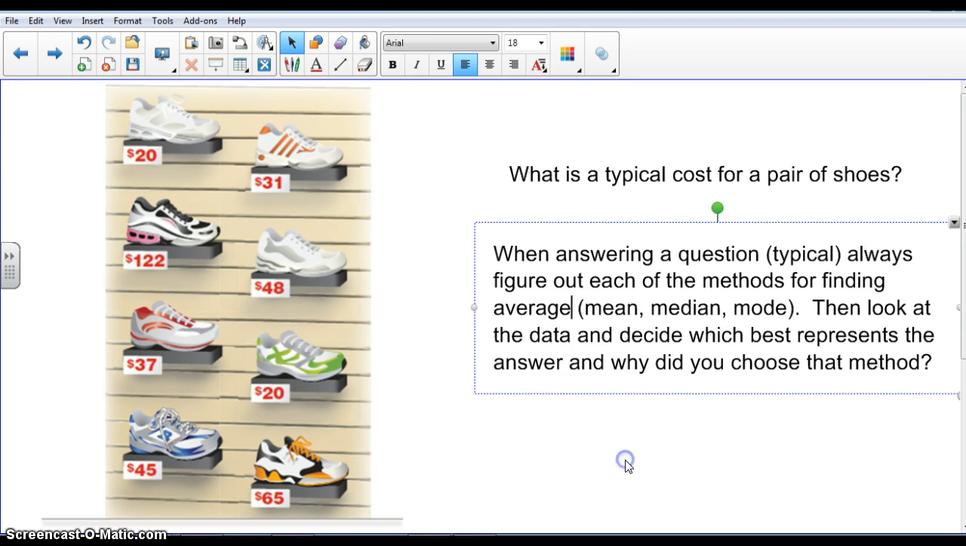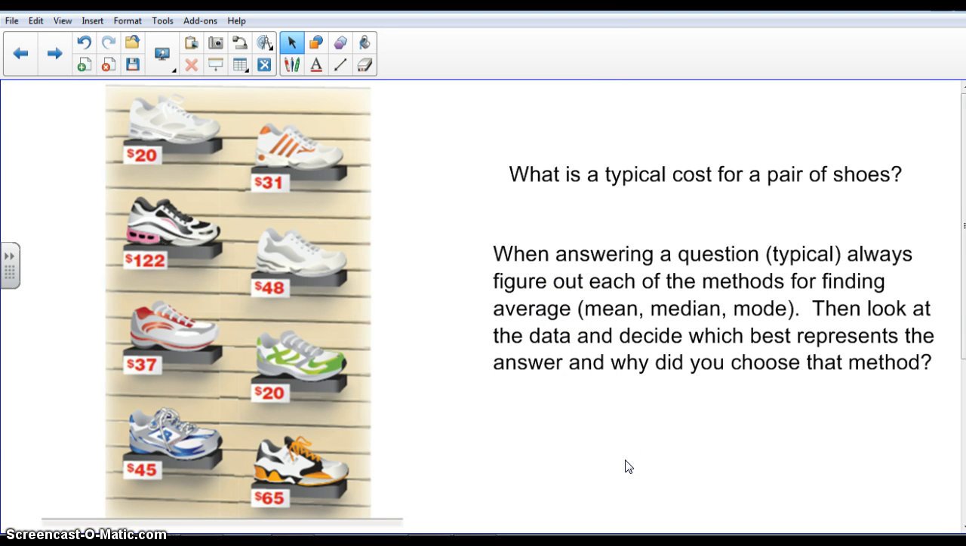To figure out the average, find the mean, median, and mode. Then look at the data and decide on your own which best represents the answer, and then figure out why you chose that method. Why does that method work in this situation? If you look back in your book, it does tell you the mean, median, and mode for the price of the average pair of sneakers. Each one gives you an answer.